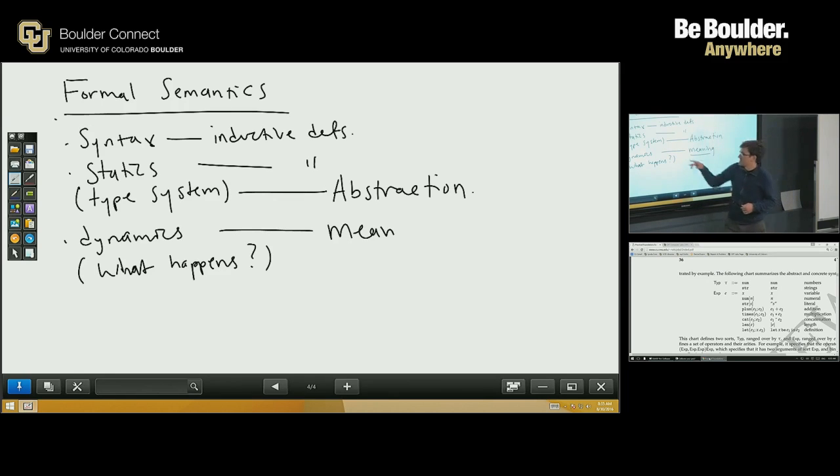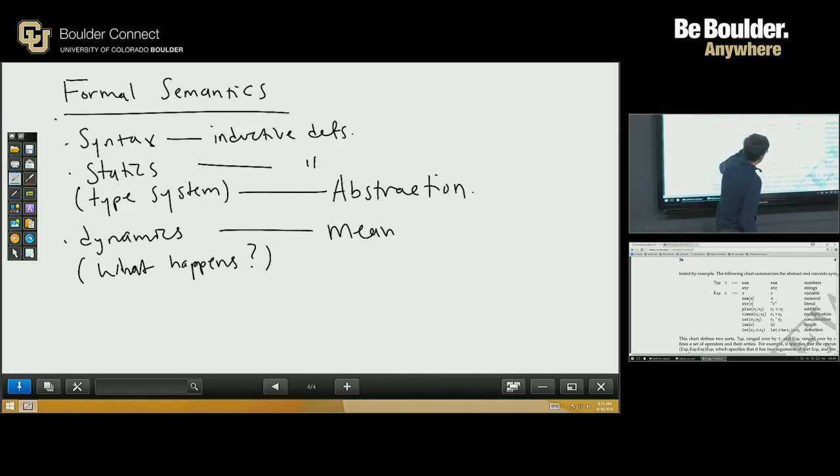So people often think of type systems as occurring before you run the program, and the dynamics is saying what actually happens when you run the program. And all of this stuff is going to be given with inductive definitions, and if we prove any properties about it, it's going to be with these inductive proofs we've been doing. That's kind of the point of studying all the induction.